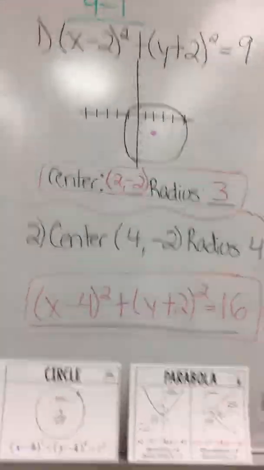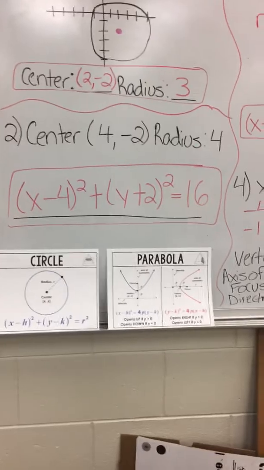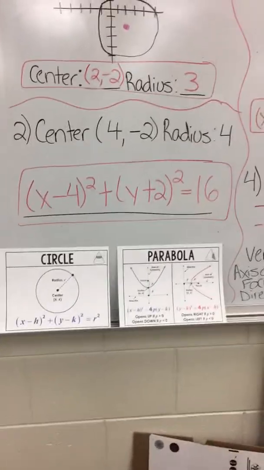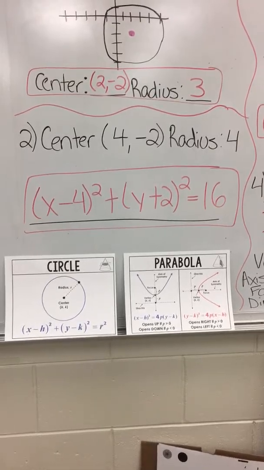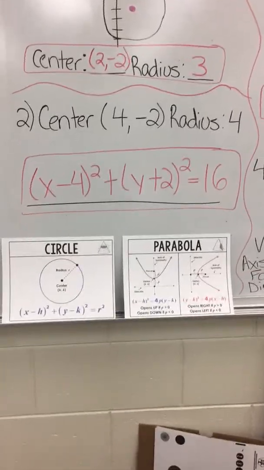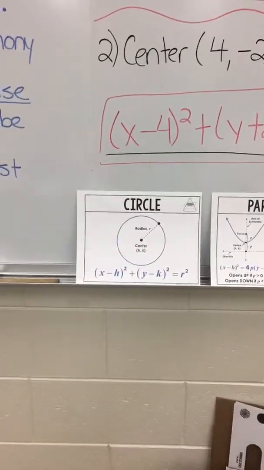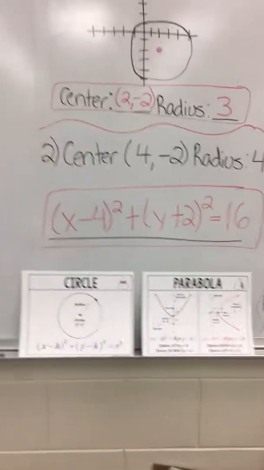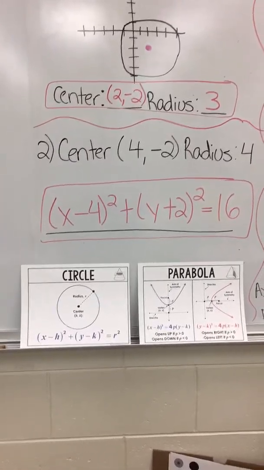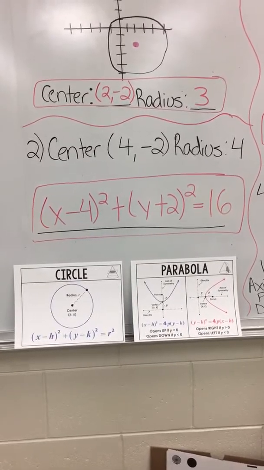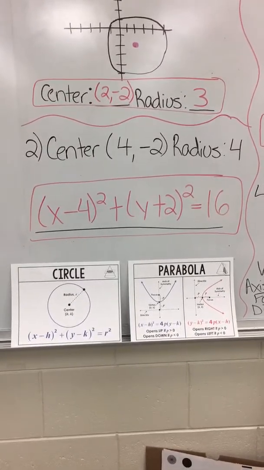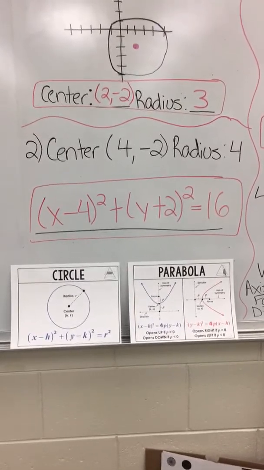So easy as that. For number 2, we are given just a center coordinate of x and y, and then a radius. Again, we use that circle equation right there, which in this case is (x - 4)^2 + (y - -2)^2, or (y + 2)^2, equals 4 squared, which is 16. And that is all.